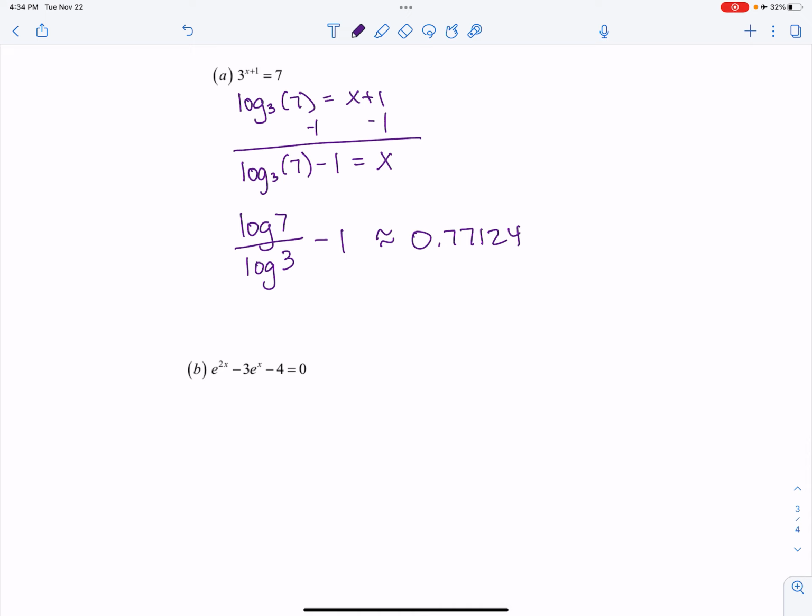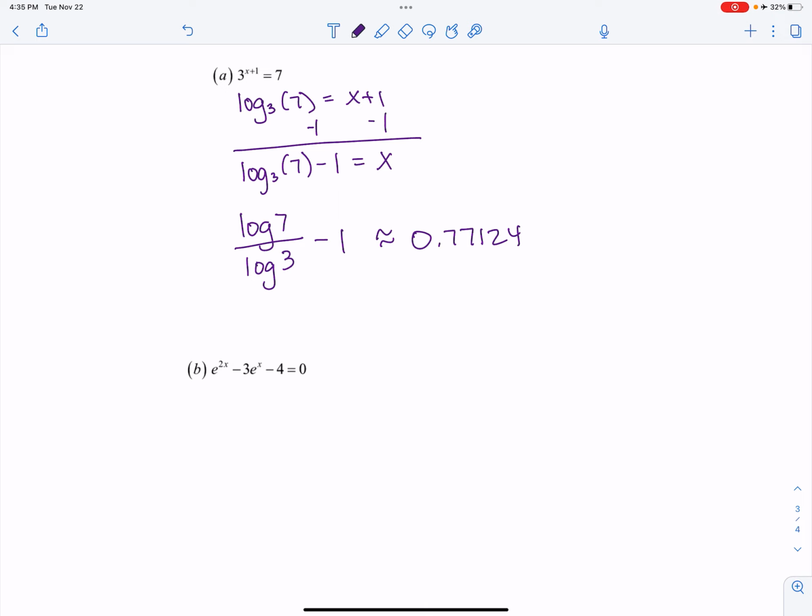Okay, let's do another one. e to the 2x minus 3e to the x minus 4 equals 0. Okay, now this one, we are going to work with our base of e, and I'm going to be using some exponent properties on these. So the first one I'm going to look at is this e to the 2x power.